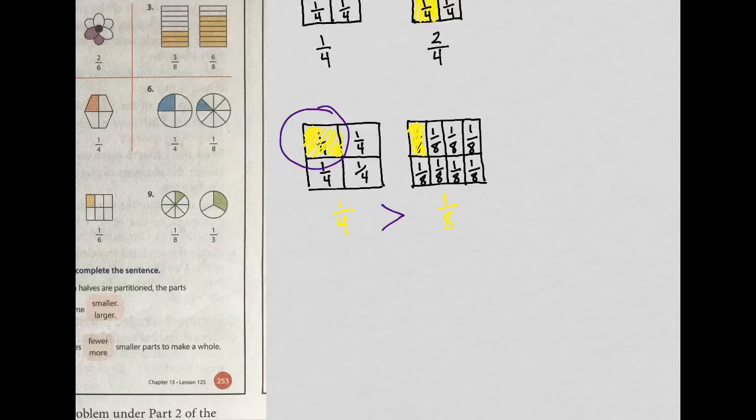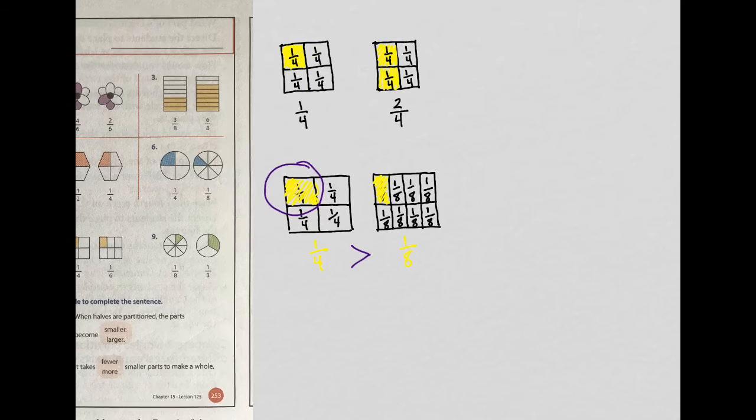Okay, so basically what have we learned? We have learned that the more cuts or divisions, the smaller the pieces get.